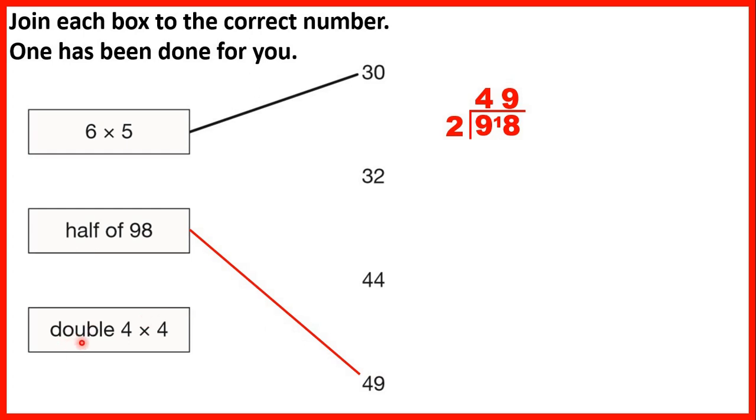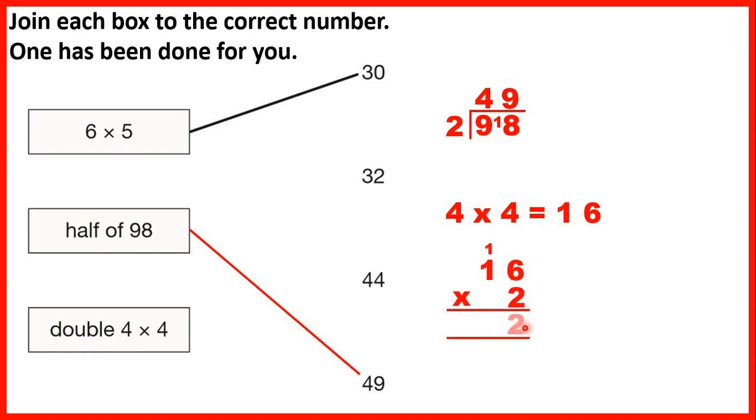Now we need to find double 4 times 4. 4 times 4 is 16, so we need to double 16. And to double a number, we multiply it by 2. So 16 times 2 is 32, and that means double 4 times 4, so double 16, is 32.